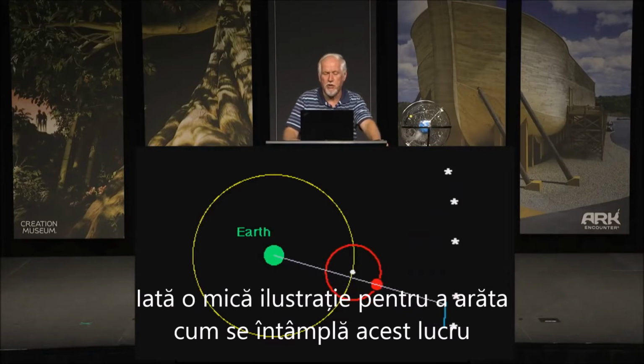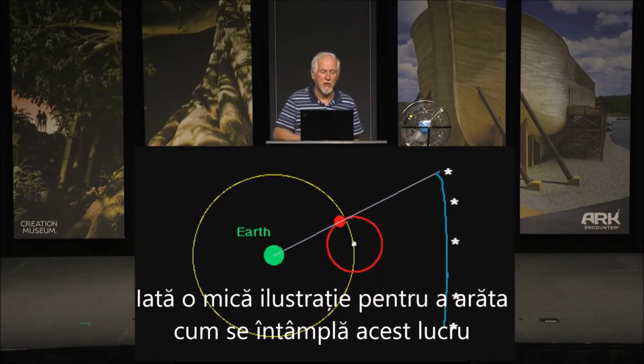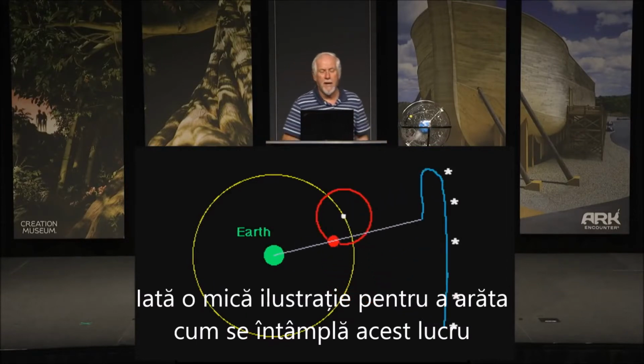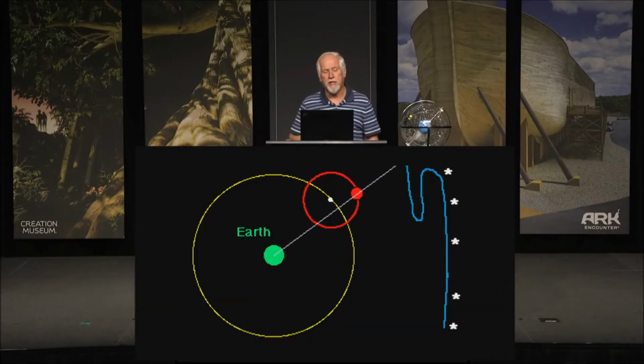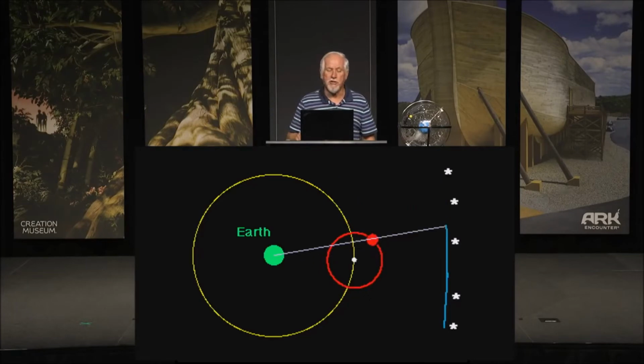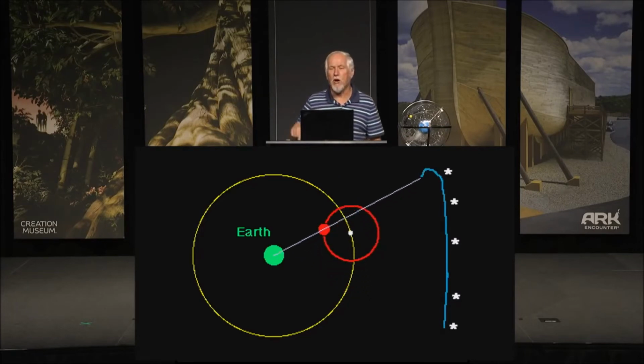And here's a little illustration showing how that happens. The Earth is at the center there, that green circle, and then you got the little red circle representing the epicycle, let's say, of Mars. And you got a little red dot on that, and notice that the red dot is going along the red circle.